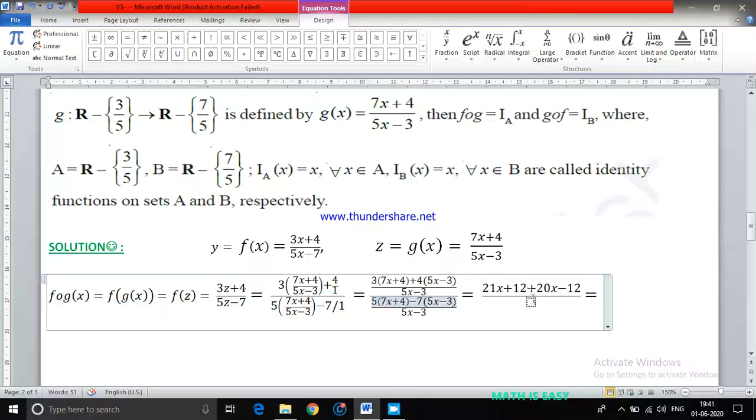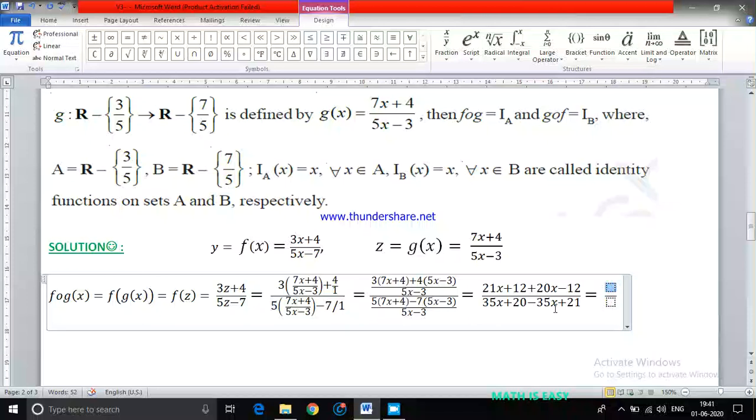So 5 times 7x, that is 5 7s are 35x, plus 5 4s are 20. Then minus 7, here you can see minus 7 into 5x, what do you get? Minus 35x. Minus 7 into minus 3 will be plus 21. So let me simplify this numerator and denominator and see what you get.